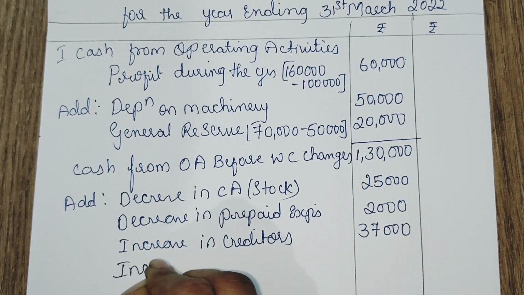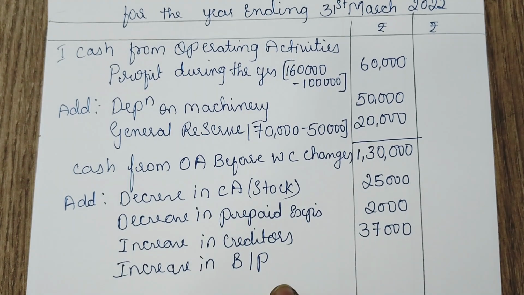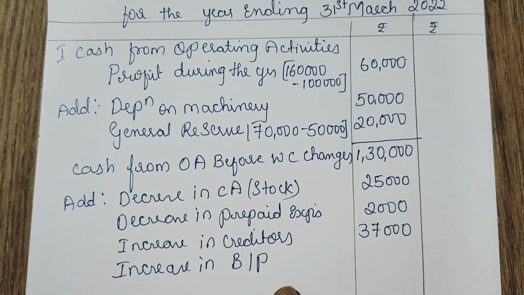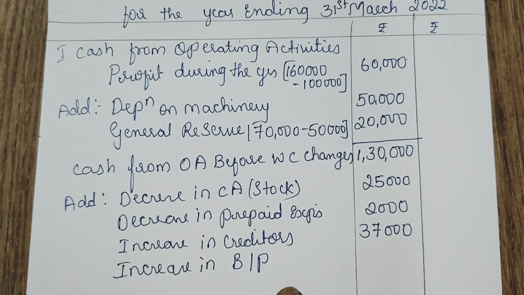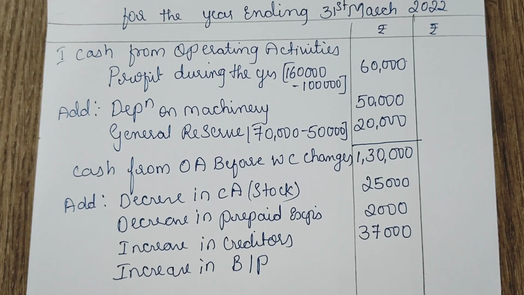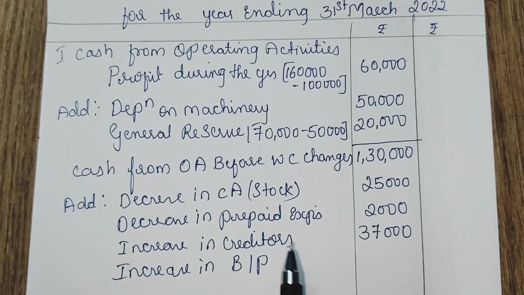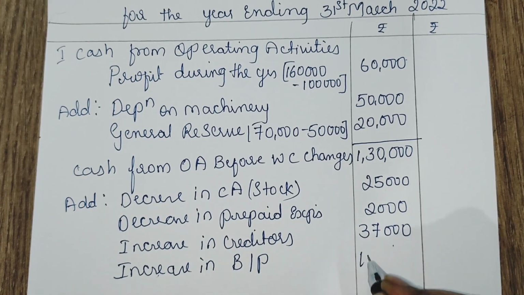Then increase in bills payable. Bills payable, it is current liability increase. Bills payable, you are going to receive this amount. We have concept called prudence concept. Here you need to consider the expenses first, ignore the incomes which you are going to receive later. Then that concept we are deducting the current assets which is increased, and decreased we are adding. Increase in creditors, increase in bills payable is 10,000.